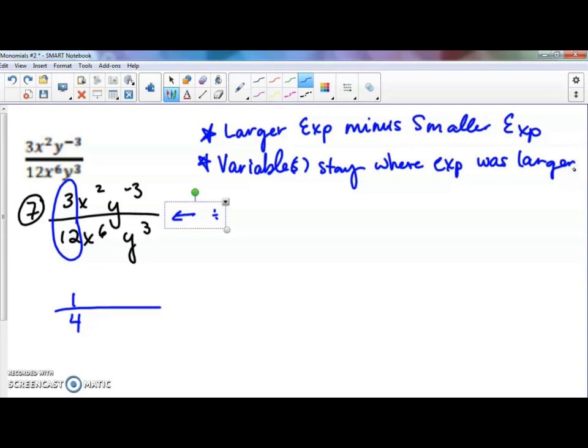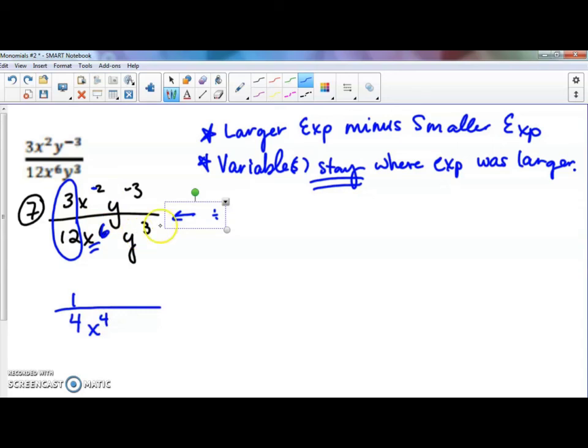There we go. So if we look at our x's, we're going to do the larger exponent minus the smaller exponent. So my x to the sixth is bigger than my x squared. Now, because he's on the bottom, he's going to stay on the bottom. So I'm going to put x on the bottom. And then do my 6, larger exponent, minus my 2, the smaller exponent. And 6 minus 2 gives me 4, so I get x to the fourth on the bottom.